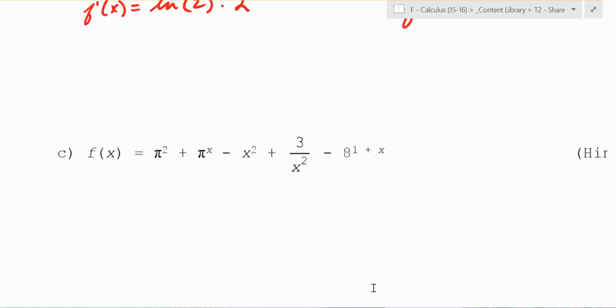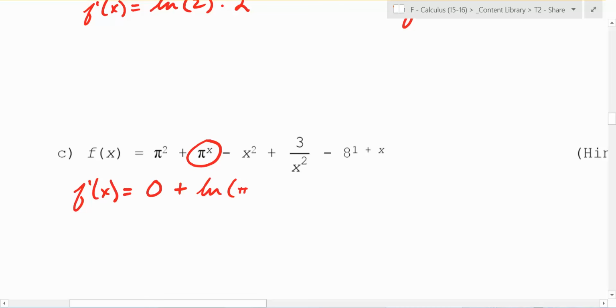Okay. What's the derivative of pi squared? What's the derivative of a constant? What's the derivative of 5? What's the rate of change of something that's not changing? Nothing. Zero, right. So what's the derivative of pi squared? 0. Now, what's the derivative of pi to the x? Can someone tell me what the derivative of that's going to be? ln of what? Pi times what? Pi to the x, right? And then what's the derivative of negative x squared?